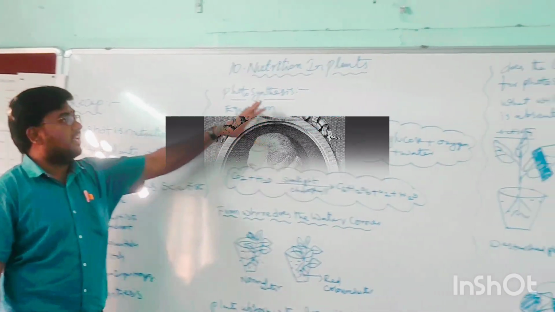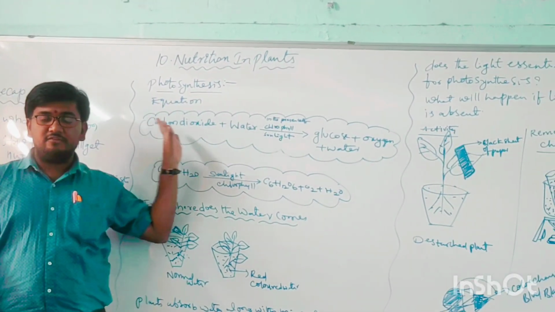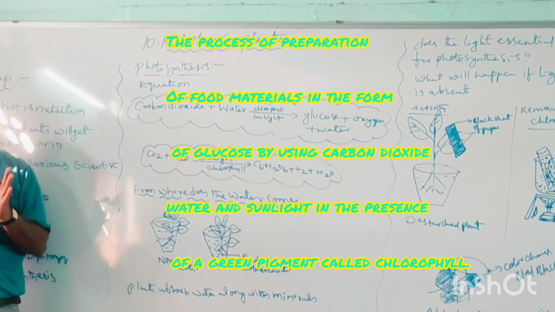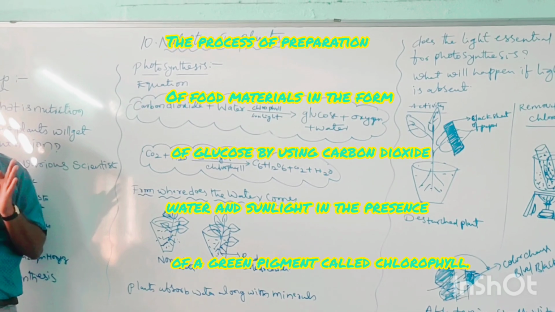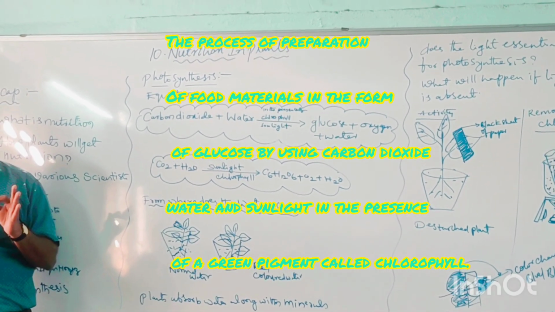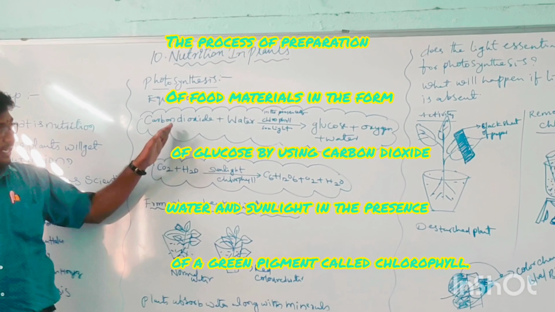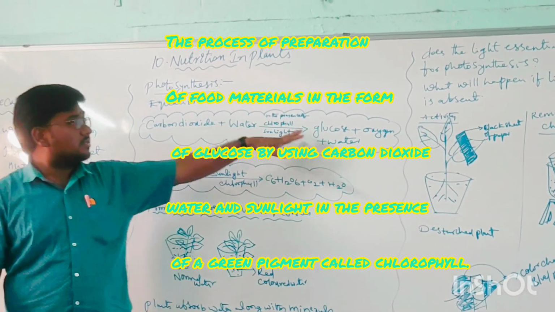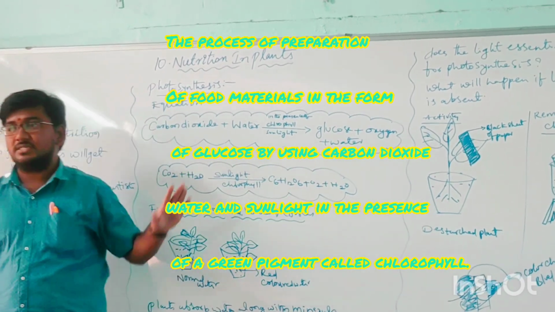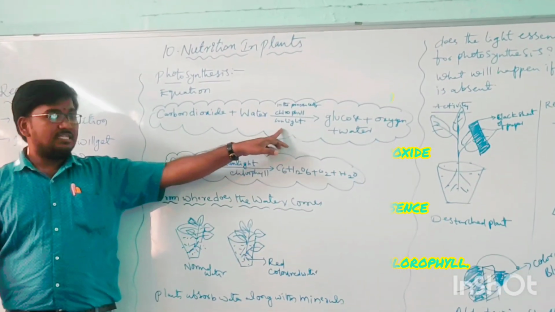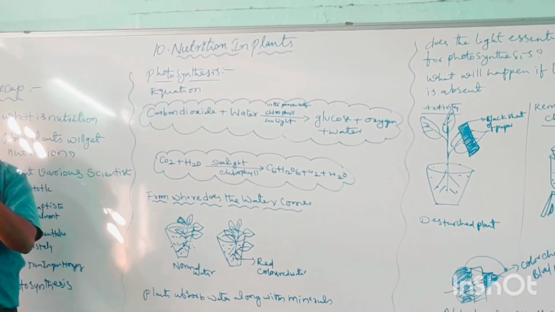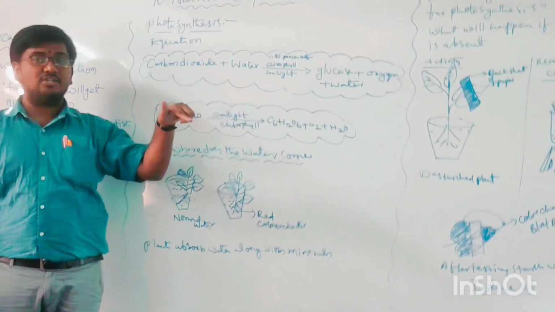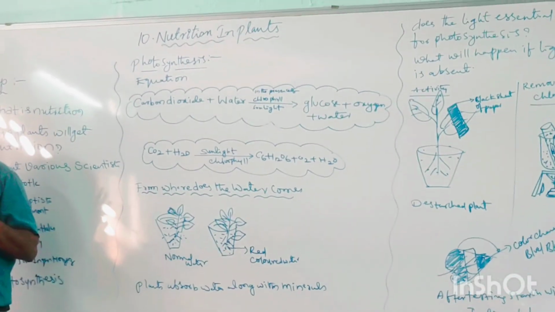Now I am going to tell you the definition and equation of photosynthesis. Photosynthesis means the process of preparation of food in the form of glucose and carbohydrates, using carbon dioxide, water and sunlight, to produce glucose, oxygen and water in the presence of sunlight and chlorophyll. This is the definition: the process of preparation of food materials by all green plants in the presence of sunlight and chlorophyll is known as photosynthesis.